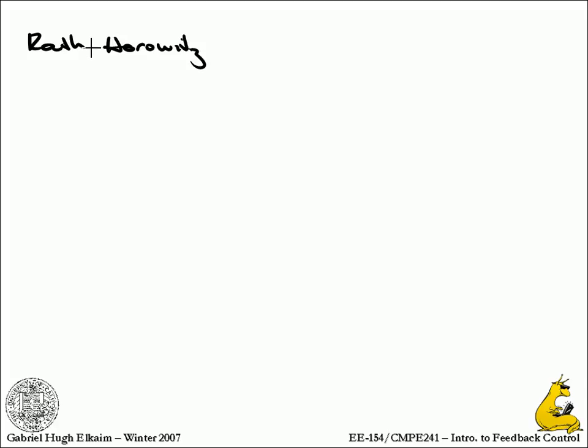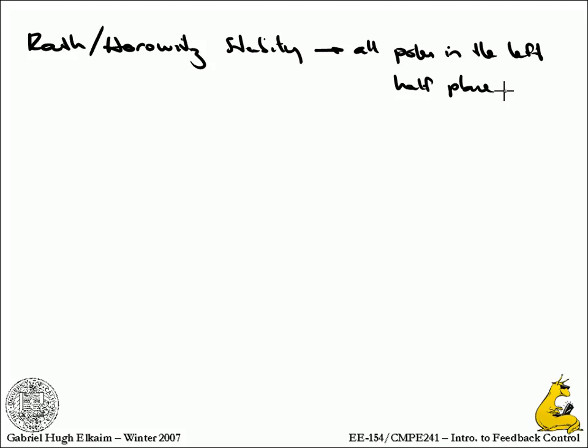All right. So once again, the Routh-Hurwitz stability criterion indicates that all poles are in the left half plane if there are no sign changes. Is that right? If you pass the Routh test, then there are no sign changes. Correct. So once again, let me write it this way.